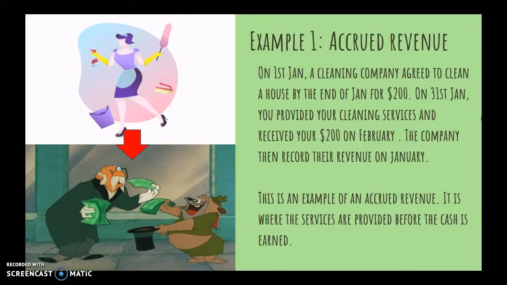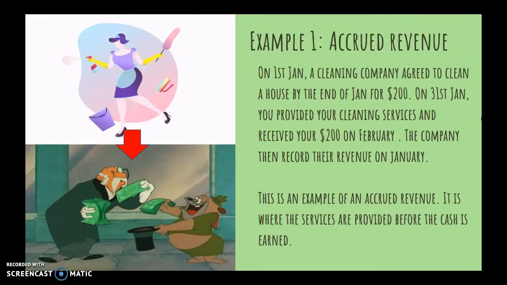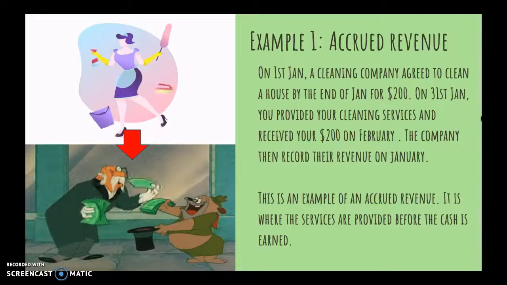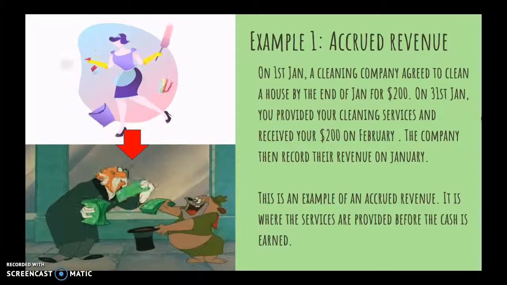In example 1, on the 1st of January, a cleaning company agreed to clean a house by the end of January for $200. By the end of January, they provided their cleaning services and received their cash in February. The company then records their revenue in January and not February. This is an example of accrued revenue. It is where the services are provided before the cash is received.